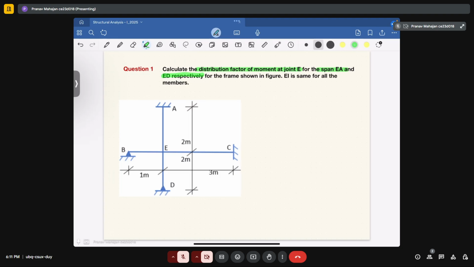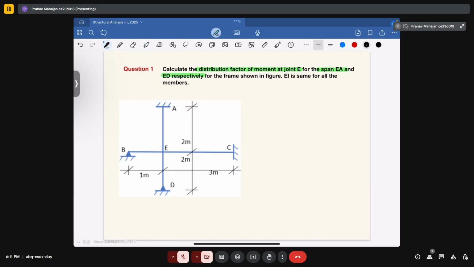Okay, so let's solve this problem. At joint A, 4 members are connected: member EA, member EC, member EB, and member ED. Out of these, you can see 2 are hinged and 2 are fixed. So we will apply the distribution factor for each span that is asked, that is for span EA and ED, and then we will get to know what the distribution factor will be. First we will determine the stiffnesses.